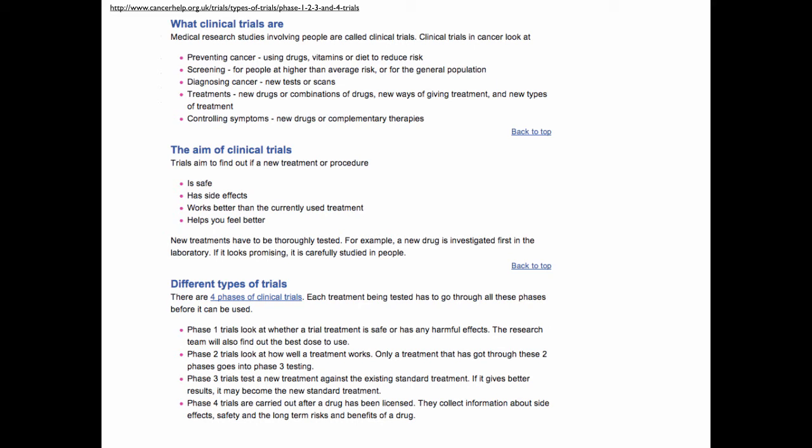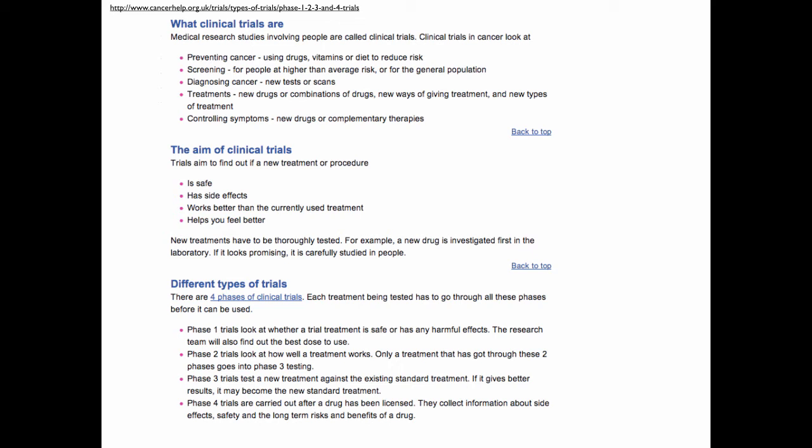Why do we have to have clinical trials? It's to find out if a new treatment or procedure is safe. Really important that it is safe. What the side effects are. It has to work better than the currently used treatment, and it has to help you feel better. So new treatments have to be thoroughly tested.